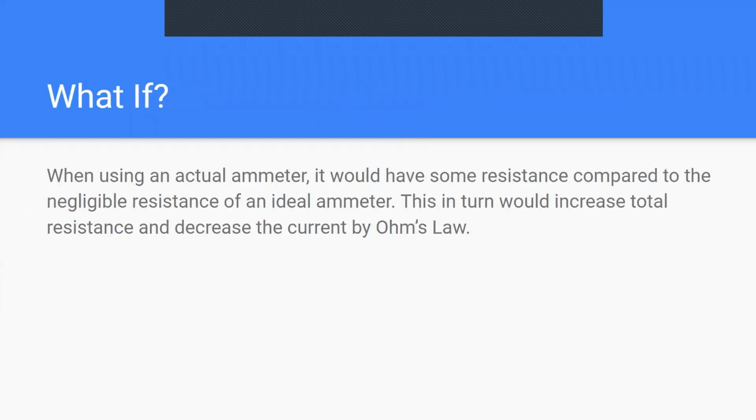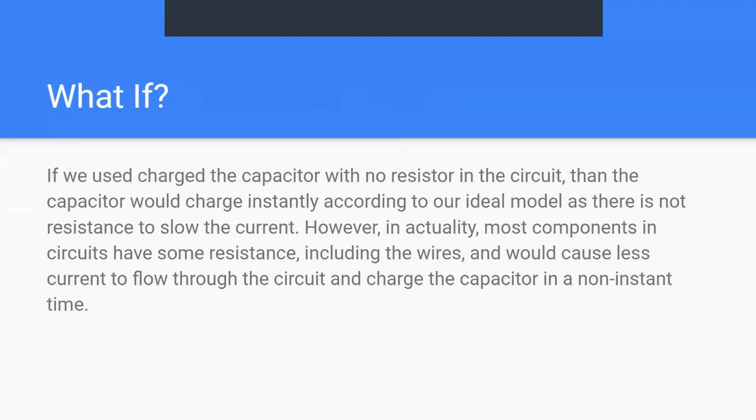What if? When using an actual ammeter, it would have some resistance compared to the negligible resistance of an ideal ammeter. This, in turn, would increase the total resistance and decrease the current by Ohm's law.